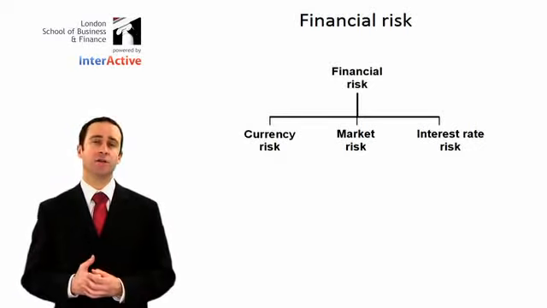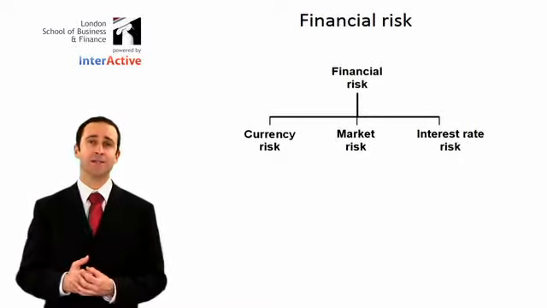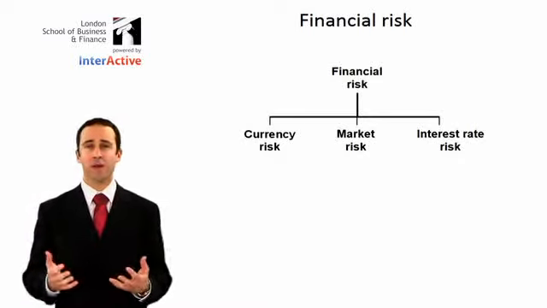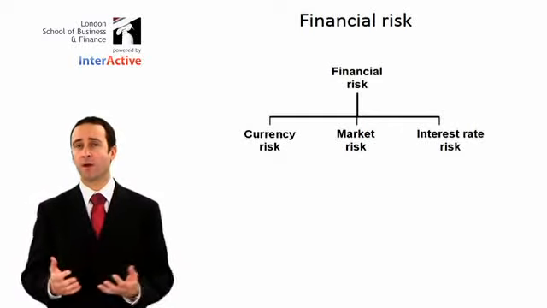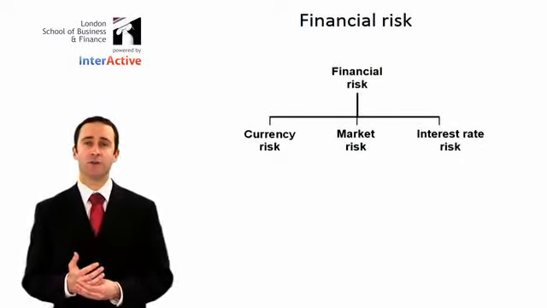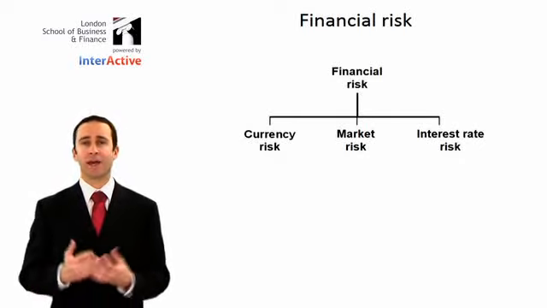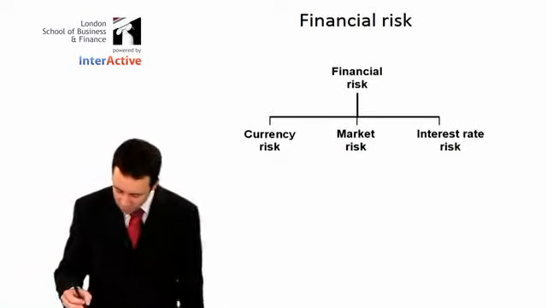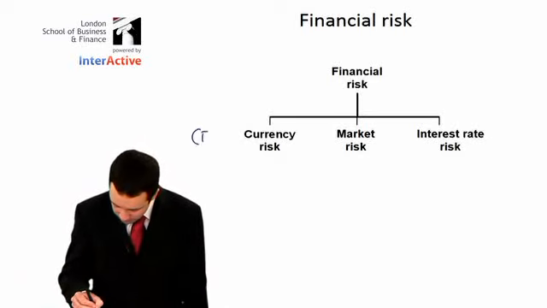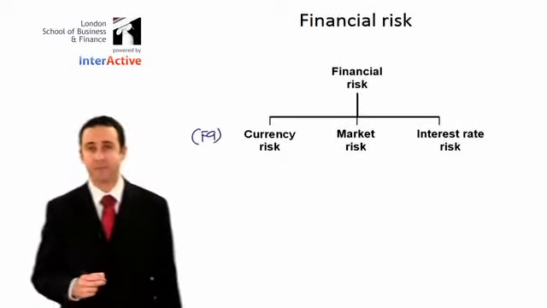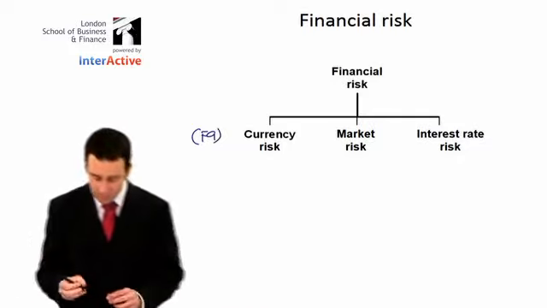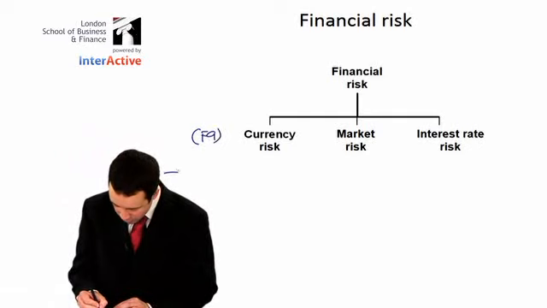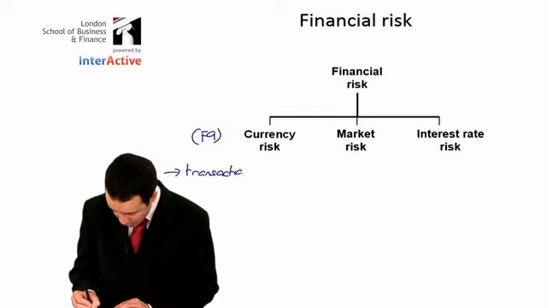Now, if we start off by looking at what financial risk is, we can split it into three separate categories. The first type of financial risk that we are faced with is referred to as currency risk. This is something that you've seen in your studies at F9, when we looked at foreign currency risk. We focused predominantly on transaction risk.